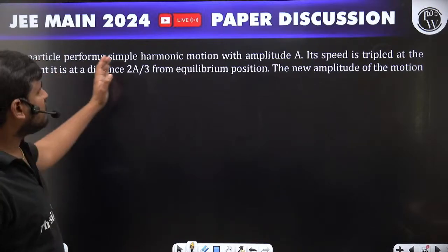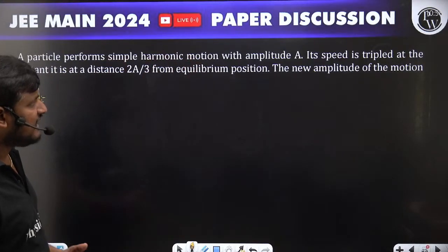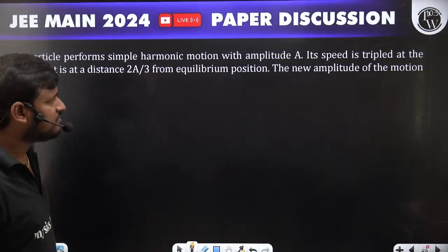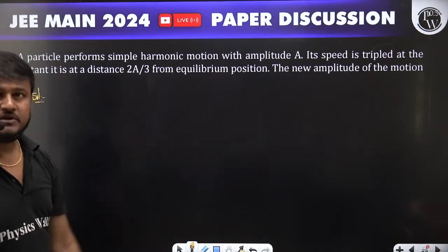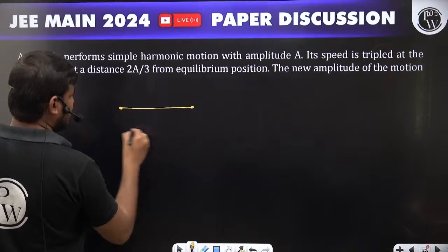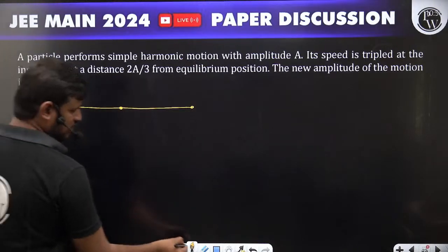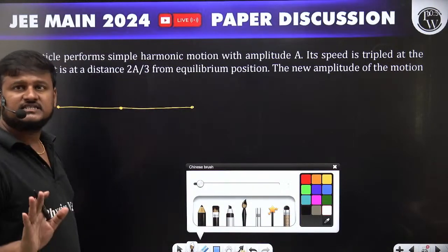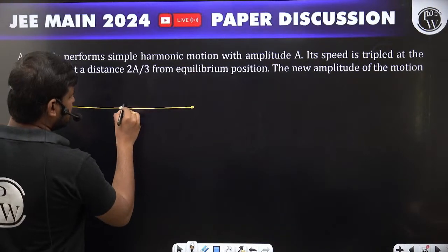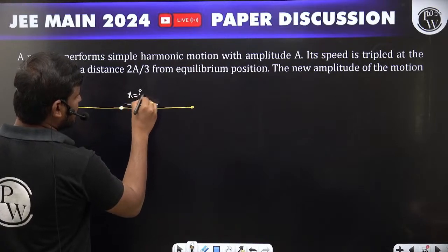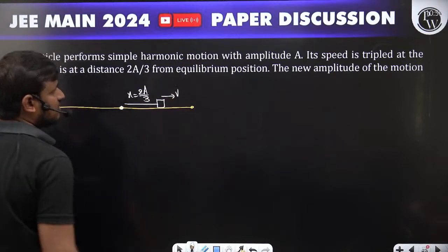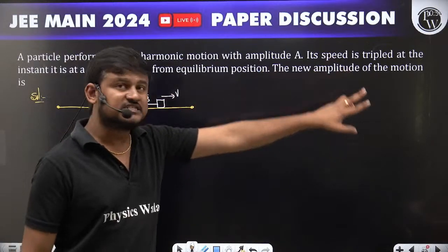A particle performs simple harmonic motion with amplitude A. Its speed is tripled at the instant it is at a distance 2A by 3 from the equilibrium position. So the new amplitude of the motion will be, see here, this is the mean position, the right extreme and the left extreme. Let's suppose the SHM is performed about the mean position. At some distance x equal to 2A by 3, let's say the particle initially has the velocity v. After that its speed is tripled.